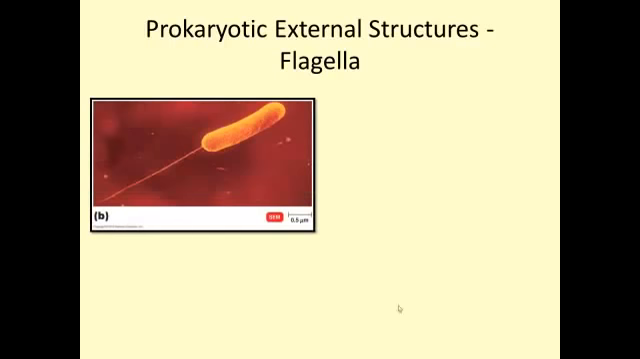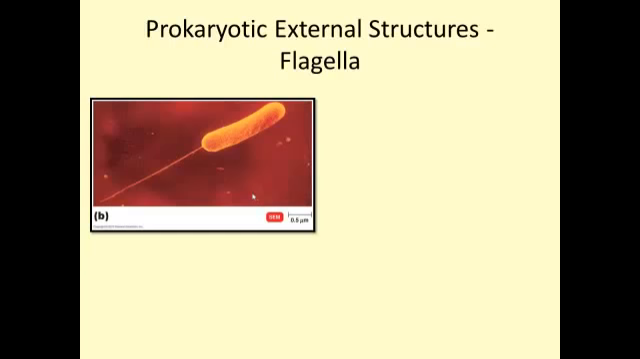Flagella are hair-like structures that stick out from the bacterial cell and allow the bacterium to swim around. You can see the flagellum here. Flagellum is singular, by the way. Now, if the flagellum comes just out of one end and there's just one of them, we call this monotrichous. Trichus is Greek, I believe, or Latin, for hair.